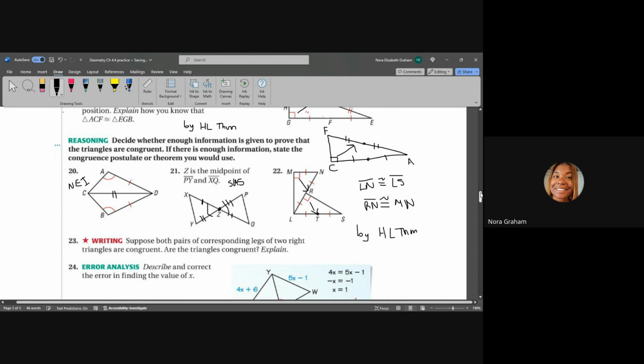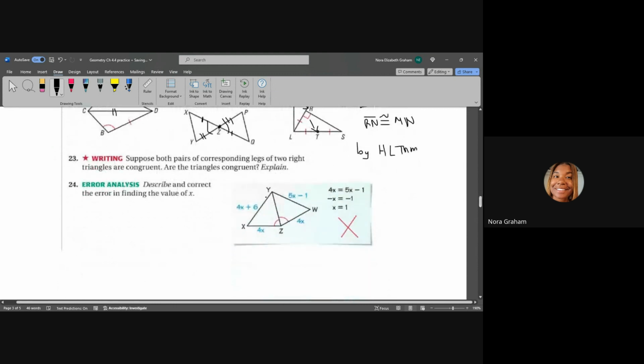All right. This is going to be my last one, or last two. So 23. Suppose both pairs of corresponding legs of two right triangles are congruent. I always like to draw out when people are giving me something in words. I like to see it visually. It just helps you make sure that you're understanding and getting it right. So let's sketch it up. They said two corresponding legs. So corresponding legs, let's say this leg and this leg and this leg and this leg are congruent. These are the legs of my right triangles.